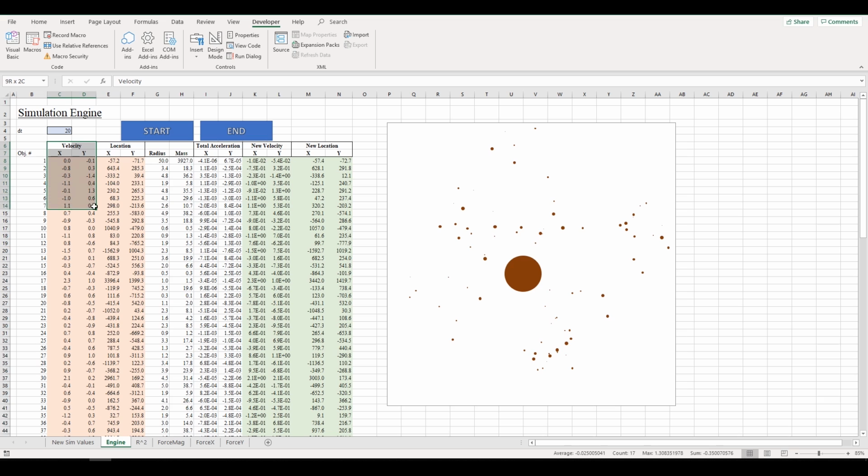So what do we have here? We've got the velocity of each object in the X direction. So X is horizontal. And the velocity components in the Y direction. So Y is vertical.